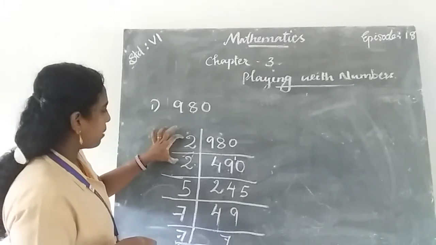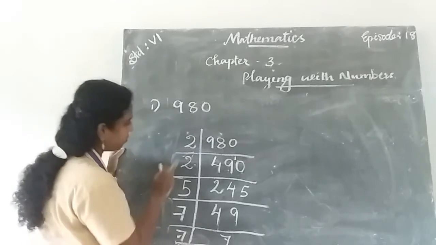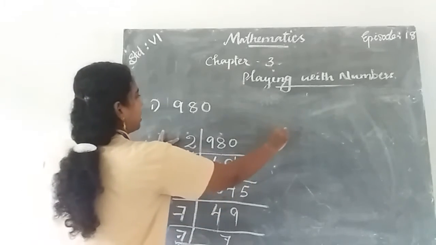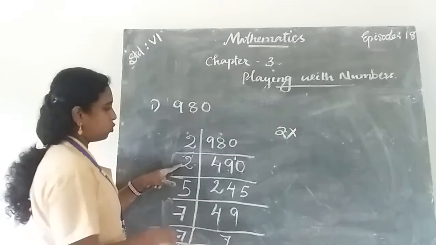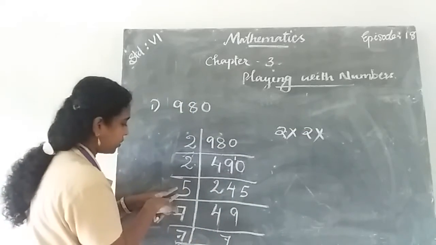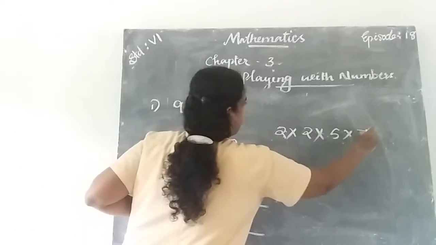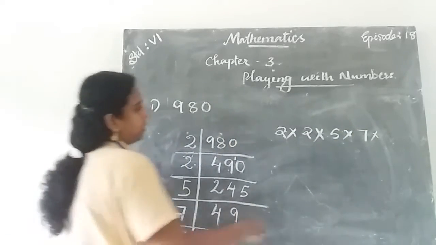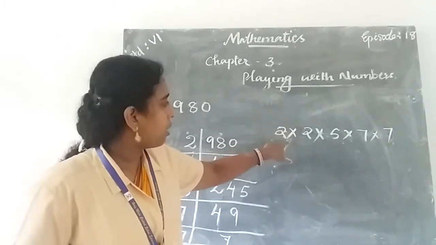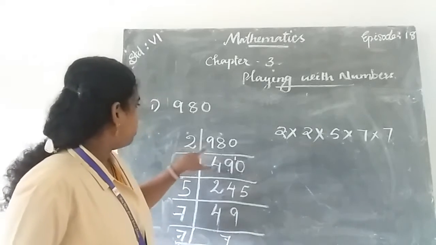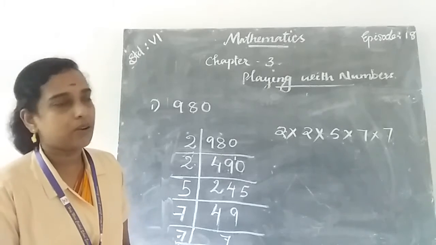Then we get the prime factorization of 980 as these are the prime numbers that we used for the division method, which are 2. First digit is 2. Then into next one is 2. Then next digit is 5. Next digit is 7. Then next one is 7. So this is the prime factorization of 980. 2 into 2 into 5 into 7 into 7. Okay.